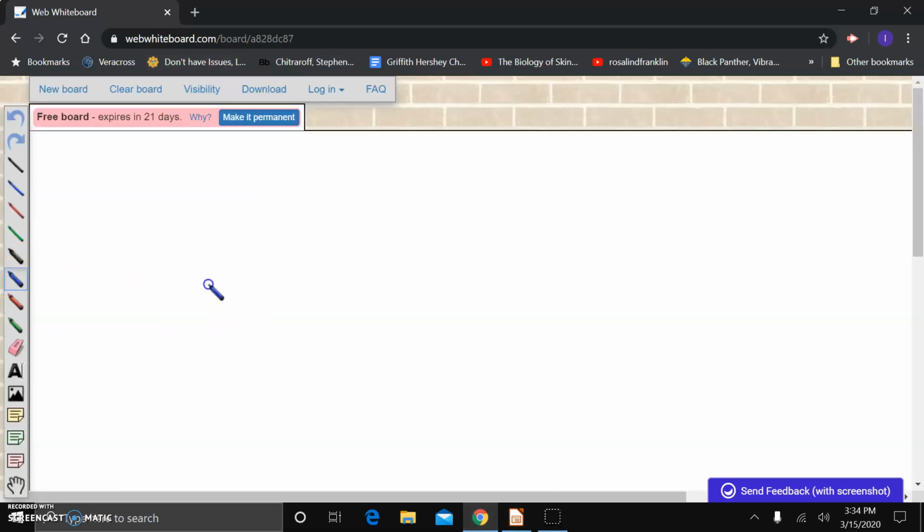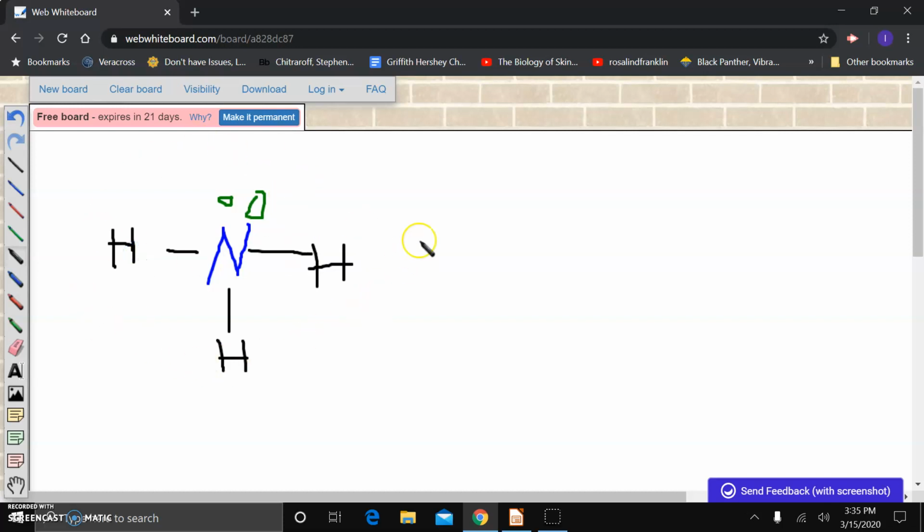So ammonia has 1 lone pair and 3 hydrogens. You may remember ammonium as one of your polyatomic ions from the last test. That is NH4. That has 1 more hydrogen than ammonia. So this is ammonia. Alright.